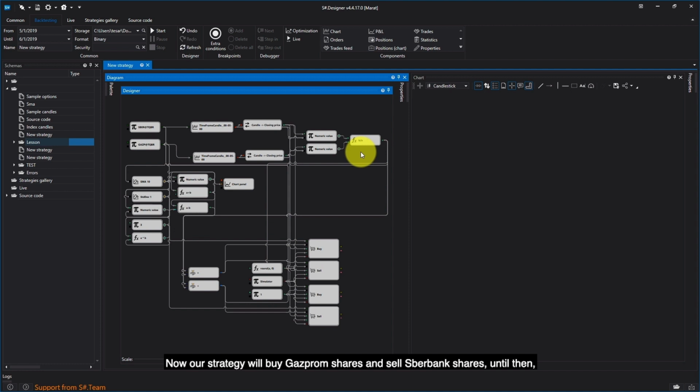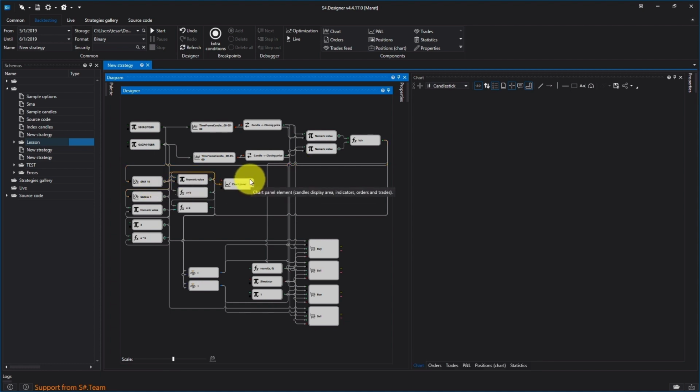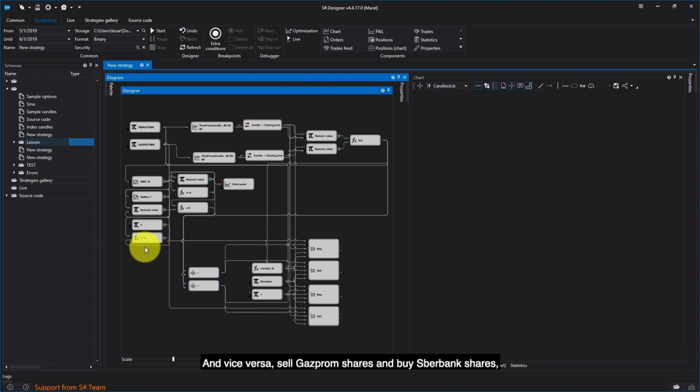Now our strategy will buy Gazprom shares and sell Cyberbank shares, while the current index value is 3 standard deviations greater than the average. And vice versa, sell Gazprom shares and buy Cyberbank shares, while the current index value is less than the average by 3 standard deviations. Thus, increase the volume of positions.